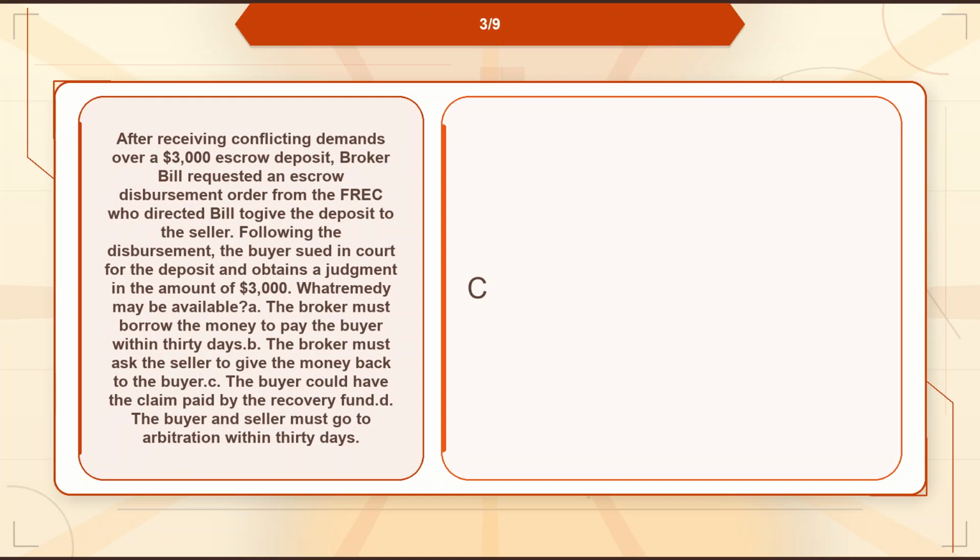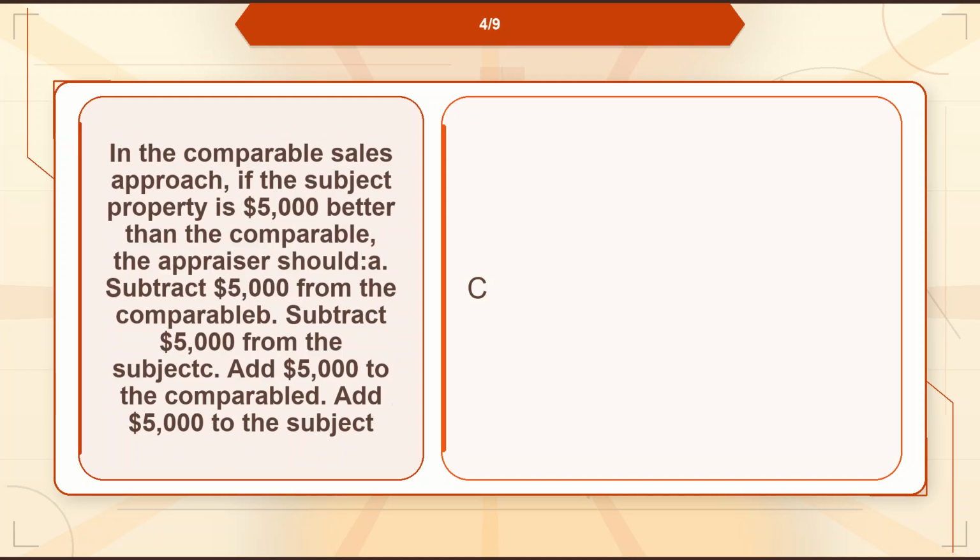Flashcard 3. Term: After receiving conflicting demands over a $3,000 escrow deposit, broker Bill requested an escrow disbursement order from the FREC, who directed Bill to give the deposit to the seller. Following the disbursement, the buyer sued in court for the deposit and obtains a judgment in the amount of $3,000. What remedy may be available? A. The broker must borrow the money to pay the buyer within 30 days. B. The broker must ask the seller to give the money back to the buyer. C. The buyer could have the claim paid by the recovery fund. D. The buyer and seller must go to arbitration within 30 days. Definition: C.